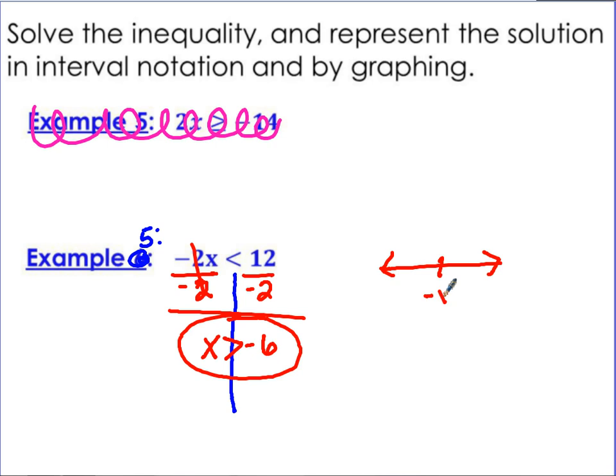This is -6. This would be -5. This would be -7. Alright, so we've got an open circle because it's not actually equal to -6. It's just everything that's bigger than -6. So it's open, and it's going everything that's bigger than, which would be this way. Alright, and last thing, if we're going to put this in interval notation, -6 is the smallest it can go, but it can't actually be -6, so to show that, we're going to put it in parentheses, and it goes to the right forever, which is the positive infinity.